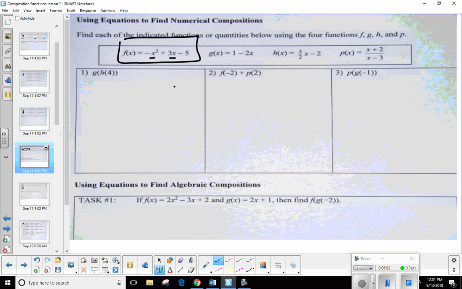All right, so let's see what that is. F of negative 2, so negative x squared. So that's negative 2 squared. Remember, you're only replacing the x. Everything else remains the same, plus 3x. So plus 3 times negative 2, and then minus 5.